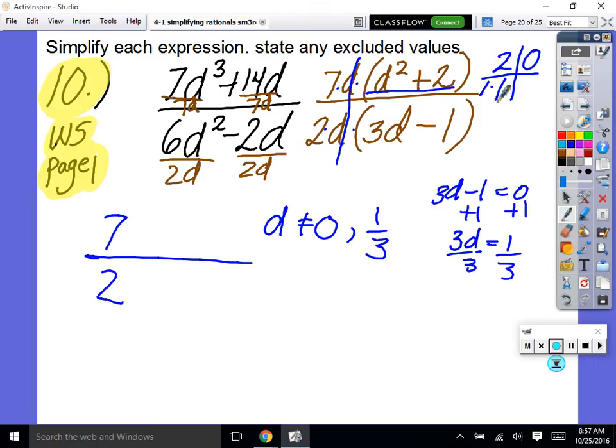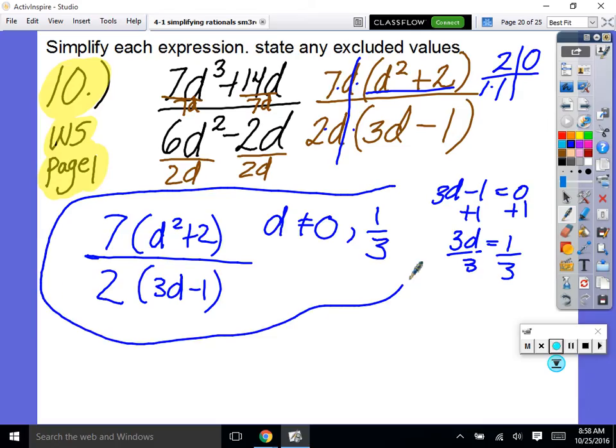So d squared plus 2, nothing. That exact thing would have to be on bottom to divide out because of the addition sign, right? So we still have parentheses d squared plus 2 on top, and on bottom we still have 3d minus 1. That's our answer right there. So that's as simplified as it gets. Is everybody good with that? Okay, I feel like we're getting this.